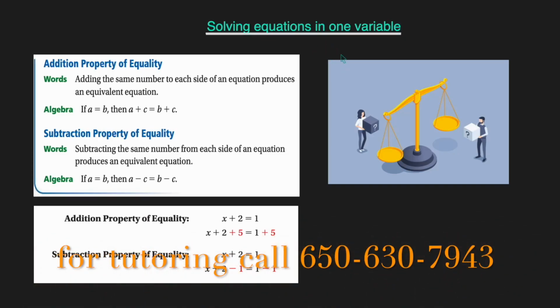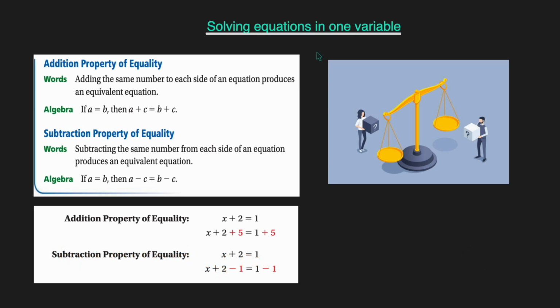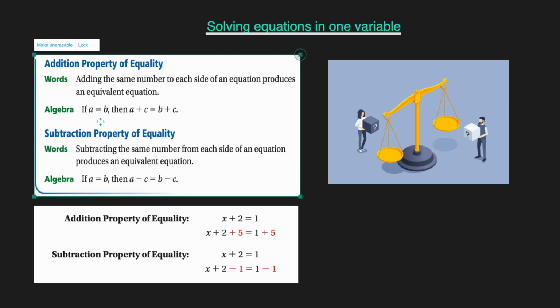Hello everyone and welcome. Today we are going to talk about solving equations in one variable. Before we start, we need to talk about a few important properties. The first property is the addition property of equality. The addition property of equality says that adding the same number to each side of an equation produces an equivalent equation.